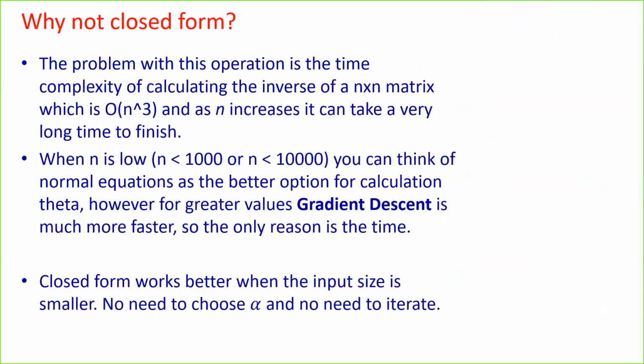So the gradient descent algorithm works much faster compared to this closed form solution when the n value is big. And the closed form solution is better when the input size is smaller. No need to choose alpha, no need to iterate, nothing. You can directly get the theta values. So that is about the closed form solution. Is that clear? What are the pros and cons of the closed form solution? Clear, right? Yes, sir.